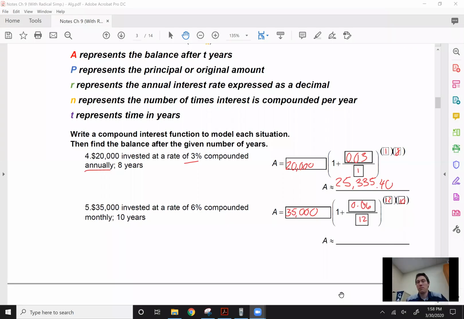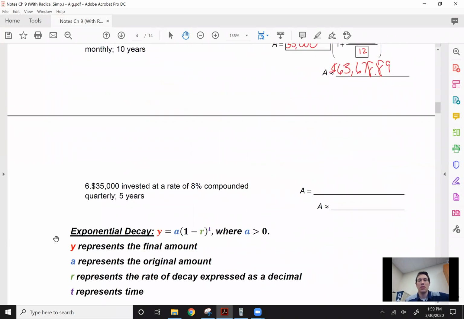And I end up with 63,678. So in this case, yeah, again, that's my total. 89 cents. That's how much you would have ended with. Should have put a dollar sign there as well. Okay. Last example.